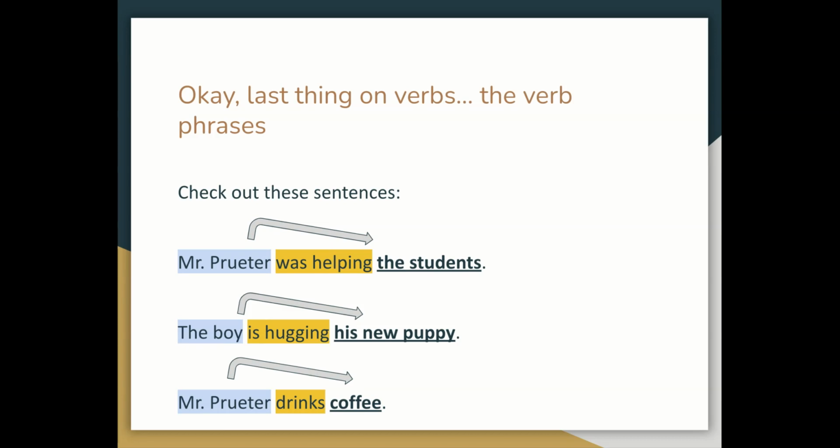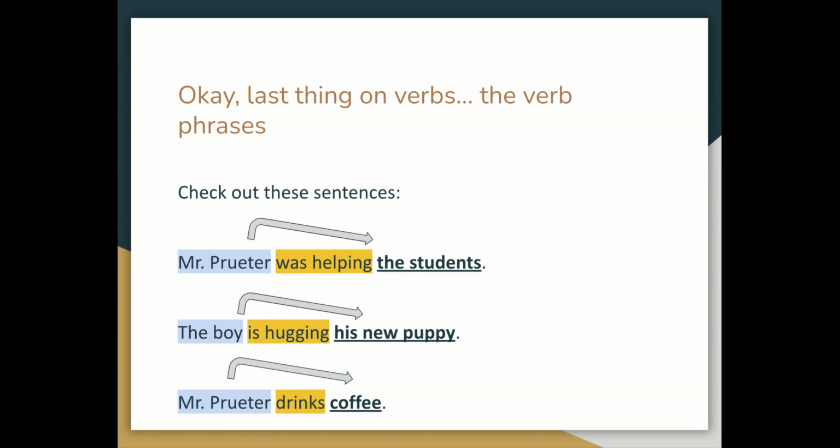Mr. Pruder is the subject. The students are the object. The boy is the subject. His new puppy is the object. Mr. Pruder is the subject. His coffee is the object. What is the subject doing to the object? Well, Mr. Pruder was helping. He wasn't the student. He was helping. The boy isn't his new puppy. The boy is hugging his new puppy. Fortunately, we don't have to worry about a verb phrase for that last one.